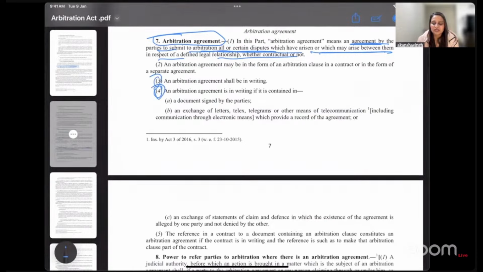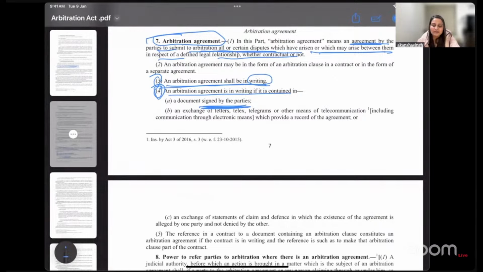Okay. So subsection 3 is that the arbitration agreement shall be in writing. As I said, it is mentioned in section 7. And subsection 4 says that it will be considered to be in writing if it is contained in a document signed by the parties. So if it is signed by the parties, you are a signatory to the arbitration agreement, and therefore you can be impleaded in the arbitration proceedings.